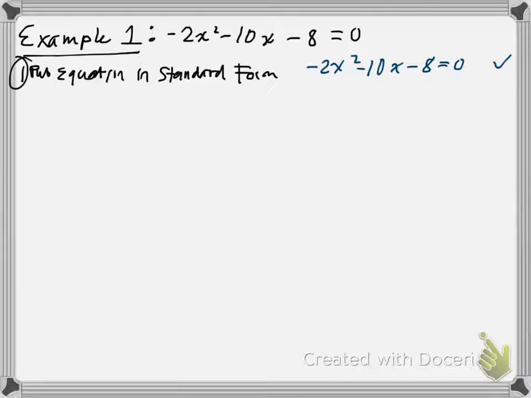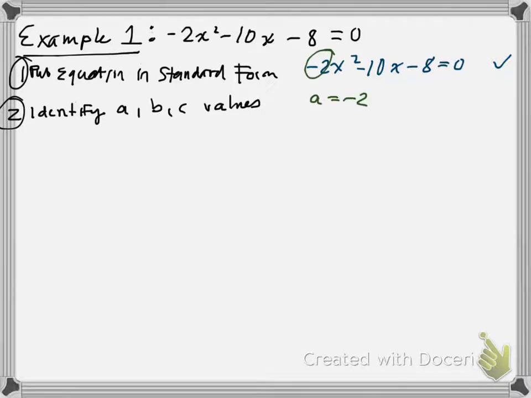My next step is going to be to identify our A, our B, and our C values. And I'm going to do this in 3 different colors. So I'm going to say A would be -2. Be very careful with your signs here. You don't want to forget the sign in front of the number is a part of the number. So for B, I need to take -10. And C would be -8.